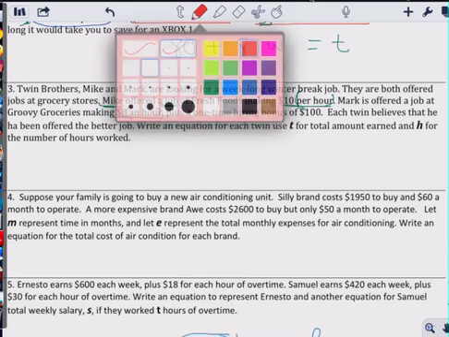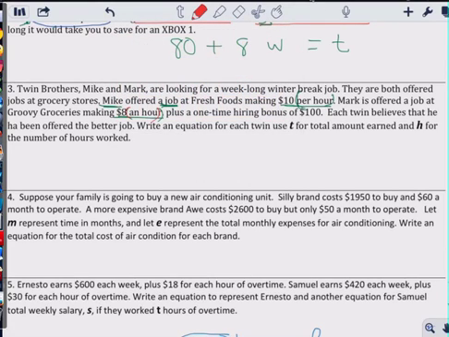Okay, let's change this color so we can see the difference between the two people. $8 an hour, because this is Mark. Plus, there's a plus, a one-time hiring bonus of $100. So Mark is offered an additional $100. Each twin believed that he had been offered the better job. Write an equation for each twin. Use T for total amount earned and H for the number of hours worked.